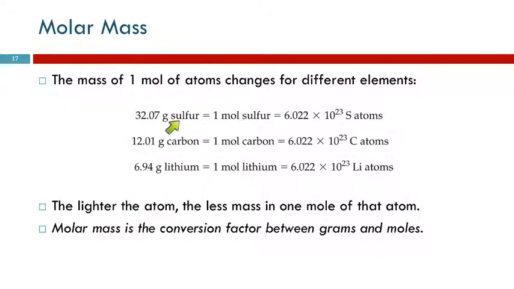So a mole of sulfur is 32.07 grams, Avogadro's number of atoms. A mole of carbon, 12.01 grams, Avogadro's number. Lithium, 1 mole of lithium, 6.94 grams of lithium. You find lithium on the periodic table, and underneath lithium, it says 6.94. The lighter the atom, the less mass in 1 mole of that atom. Okay? So molar mass is our conversion factor between grams and moles.